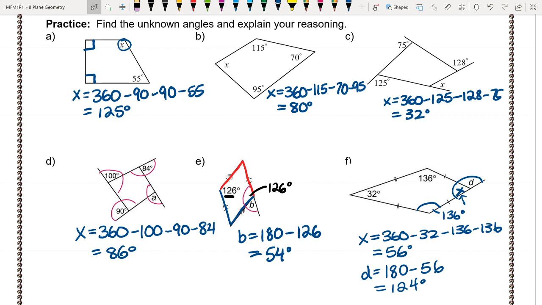Hopefully these practice questions have helped you and will be sufficient to allow you to answer the rest of the questions in this handout. Good luck.